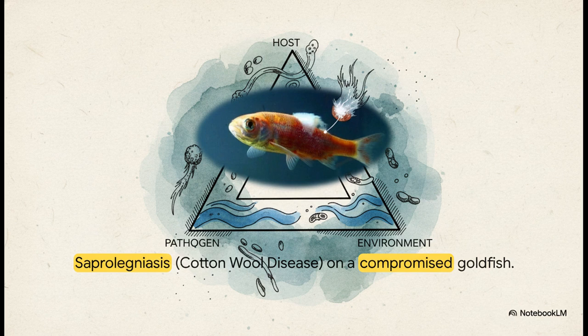Now, remember, this isn't just a random pathogen attack out of nowhere. This fungus is practically everywhere in aquatic environments, but it only gains a foothold because the fish is already compromised. That fuzzy cotton wool growth, that is the visible, undeniable proof that the host-environment equilibrium completely failed. The triangle has officially closed.